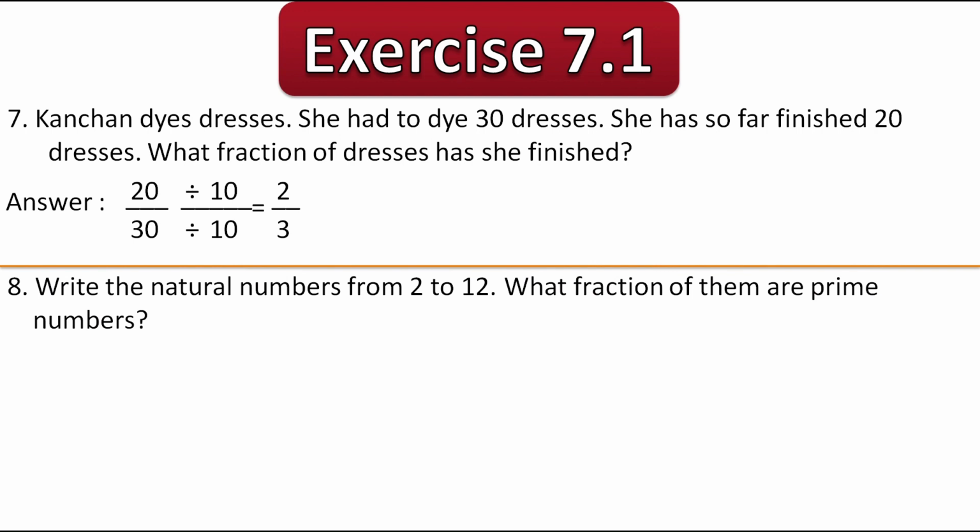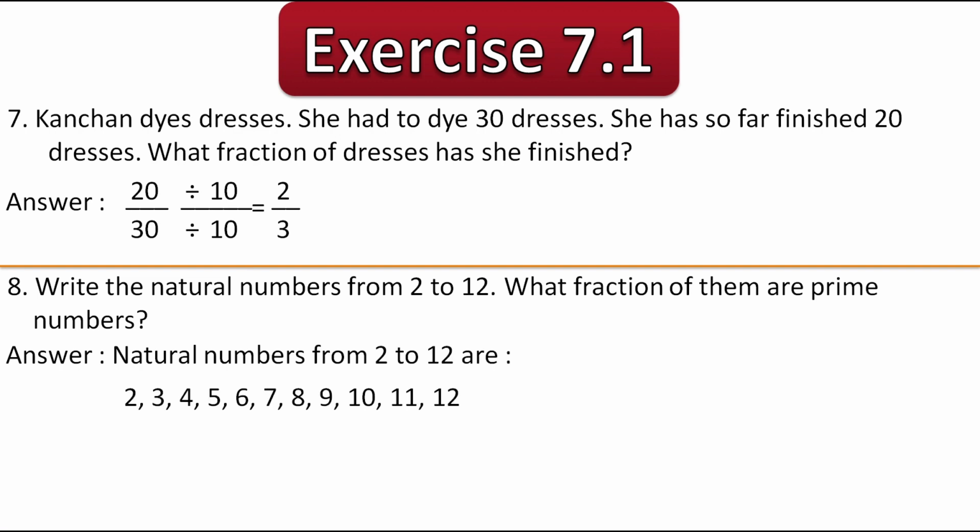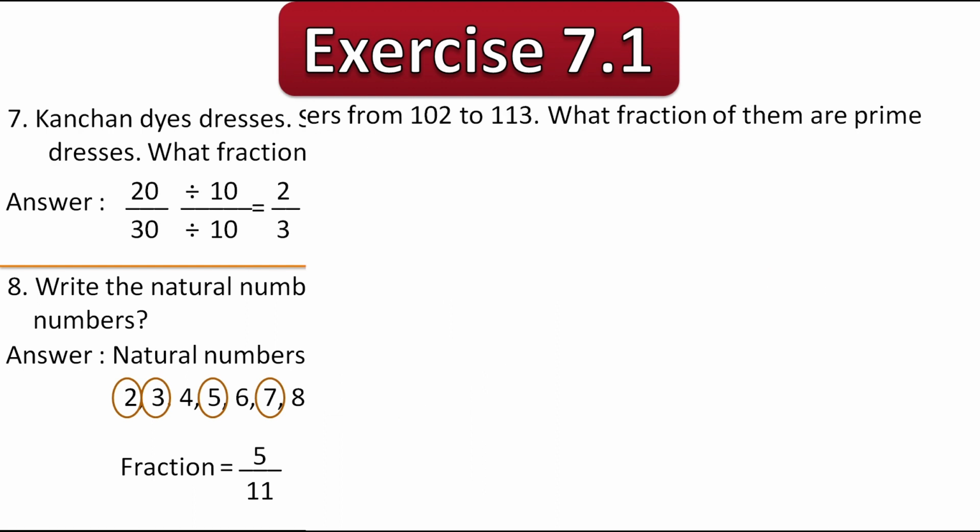Write the natural numbers from 2 to 12. What fraction of them are prime numbers? Okay, so let's first write the natural numbers from 2 to 12. Now from these we know that we have the prime numbers 2, 3, 5, 7 and 11. So we have altogether 5 prime numbers out of these 11 numbers. So this is the fraction. Okay. Now let's move to the next question, that is ninth one.